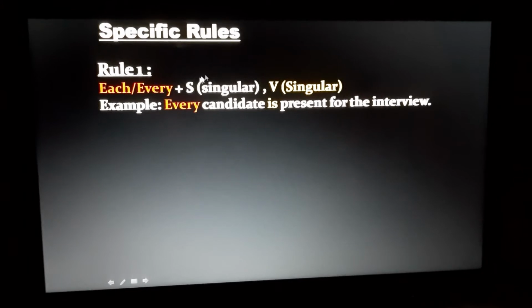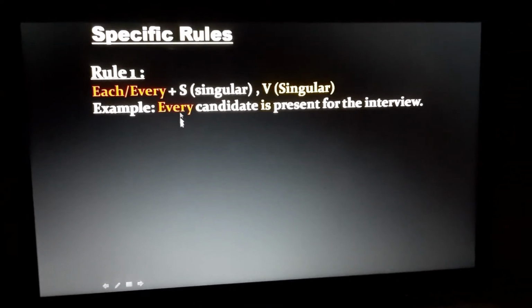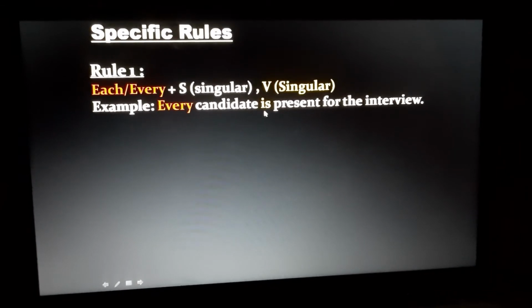Look at this example. Every candidate is present for the interview. Here we can see "every," so the verb is singular.